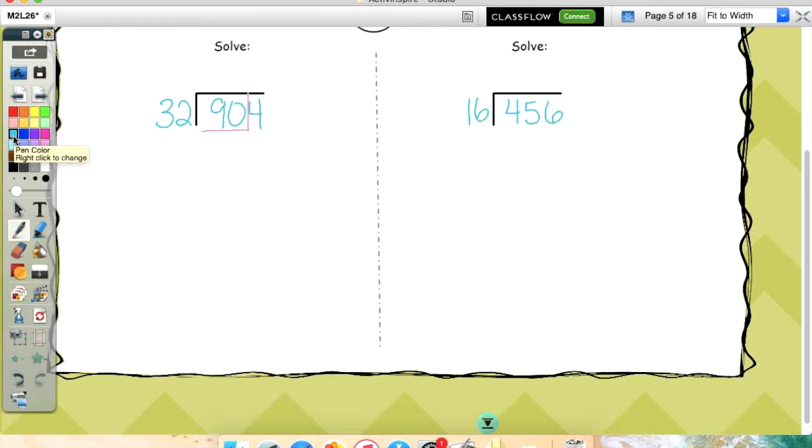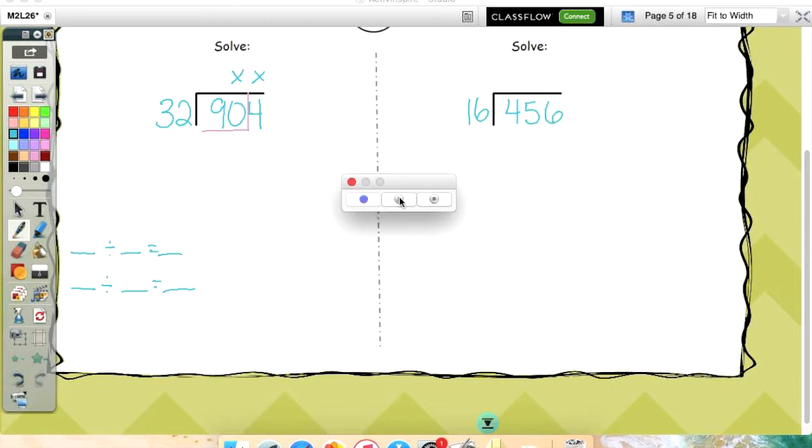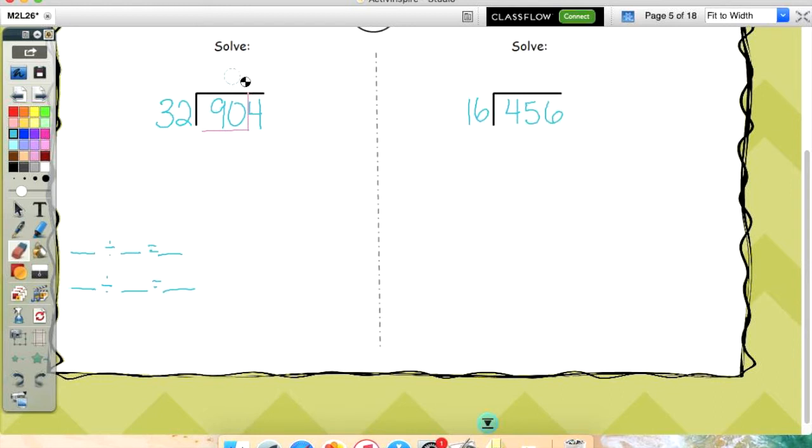So that means, look at the board, I'm going to have at least 2 estimation lines, correct? So I'm putting them down here because I have more room. Okay, my next step would be round my divisor, correct? So what am I going to round it to? 30. So yes, you're going to skip count this time.